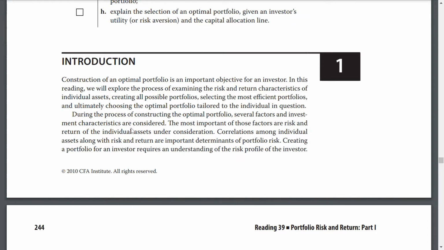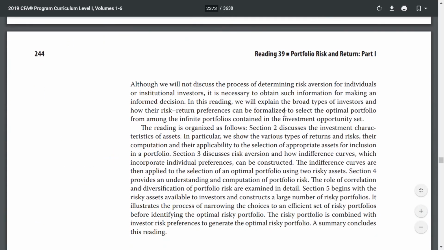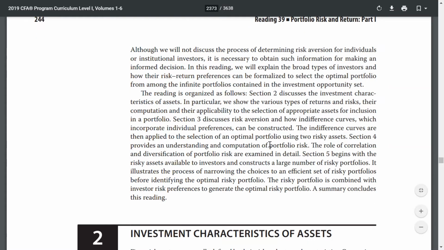Creating a portfolio for an investor requires an understanding of the risk profile of the investor. Although we will not discuss the process of determining risk aversion for individual or institutional investors, it is necessary to obtain such information for making an informed decision. In this reading, we'll explain the broad types of investors and how their risk-return preferences can be formalized to select an optimal portfolio from among the infinite portfolios contained in the investment opportunity set.